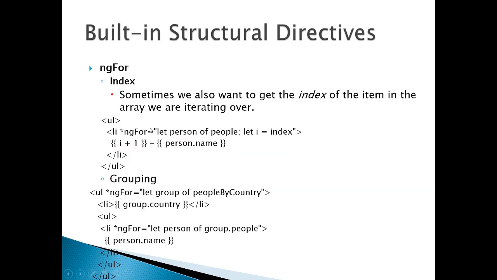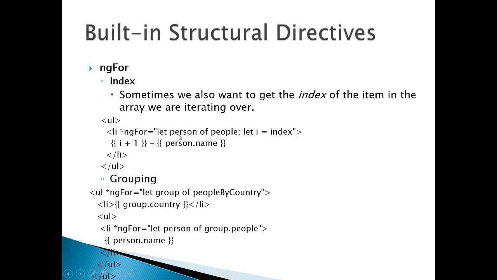To get an index along with the array, we can use a built-in word that is called index. In this example, you can see an li ngFor let person of people. People is an array, and we are picking one element at a time, and we are also picking the index of that element with the variable i, and we are displaying it as i plus 1 because the array starts from 0. We want to show it from 1, so we are adding one to the index, and we are displaying 1 with the name, 2 with the name, and 3 with the name.